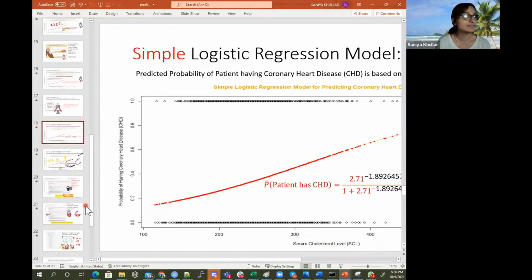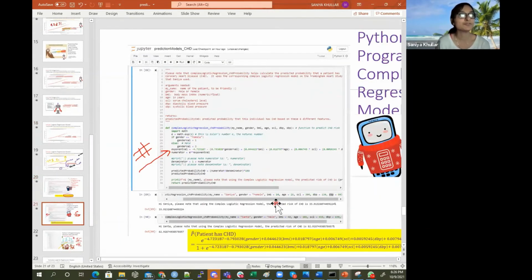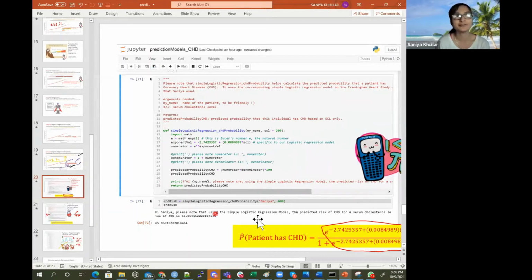And then again, I'm kind of teaching you. I have a video where I'm teaching you how you can program this cute little robot calculator that's telling you your predicted risk of coronary heart disease. You can program that using Python as well. You can just put it in and keep changing it. So I have a video, which I'll share with you too.